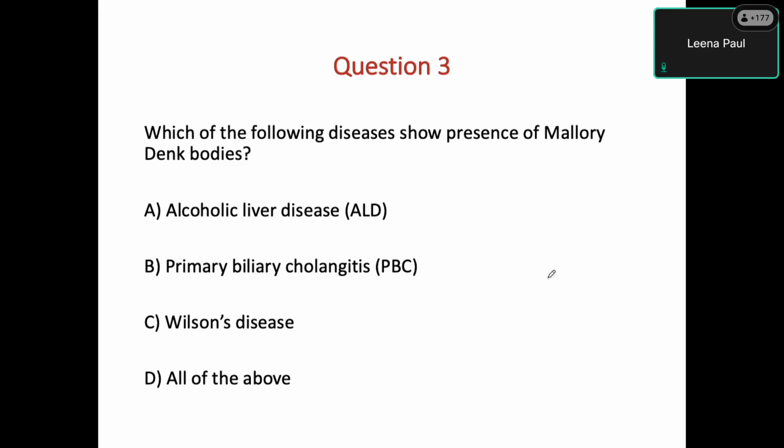Most of them have replied all of the above, but there are a few option A also, alcoholic liver disease. Actually all these diseases can show them. The difference is that alcoholic liver disease generally shows abundant Mallory-Denk bodies, whereas primary biliary cholangitis, Wilson's, and many other diseases tend to show focal Mallory-Denk bodies, which are mostly periportal or periseptal.